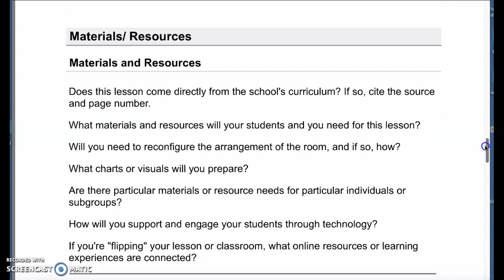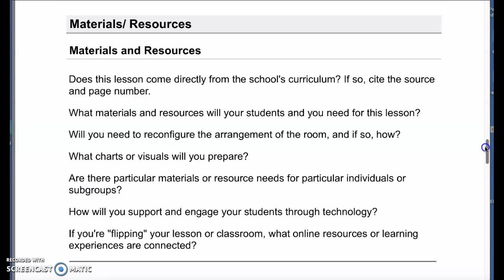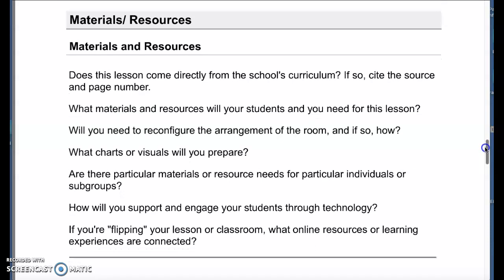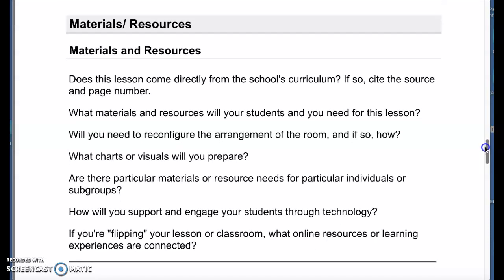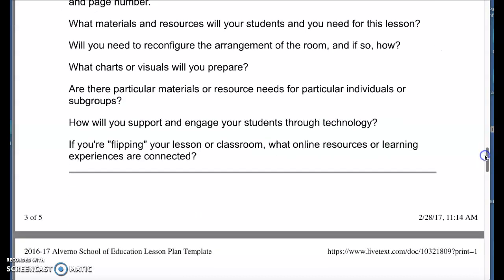The materials and resources section is where, what do you need for this lesson? Do you need to switch up the room at all? Do you need any anchor charts or visuals for this lesson? Anything that you need in order to complete this lesson should be in this section. And then if you're flipping the lesson, so if this is a virtual lesson where the students are going to be doing activities online, what online resources or learning experiences are going to be connected with this lesson?